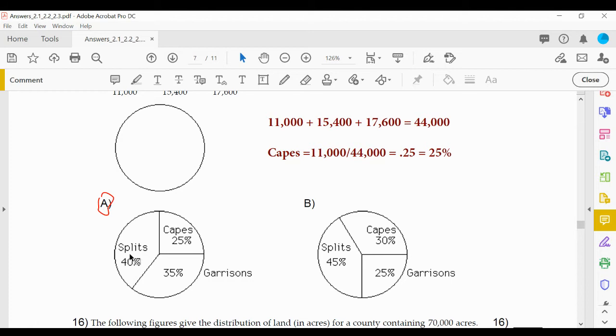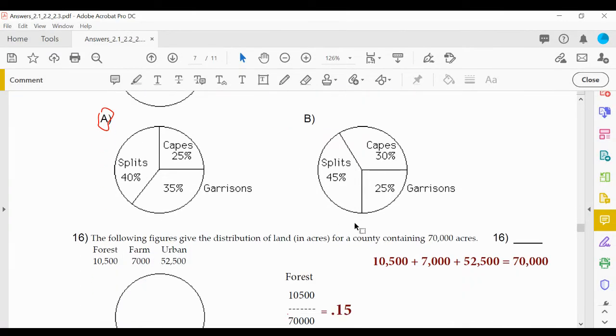It's letter A. I could have done the same thing for splits, and I could have done the same thing for garrisons. I chose capes to do it once I know this was right. The rest of it is going to be right. This can't be right. After this is wrong, the whole problem B is all wrong.